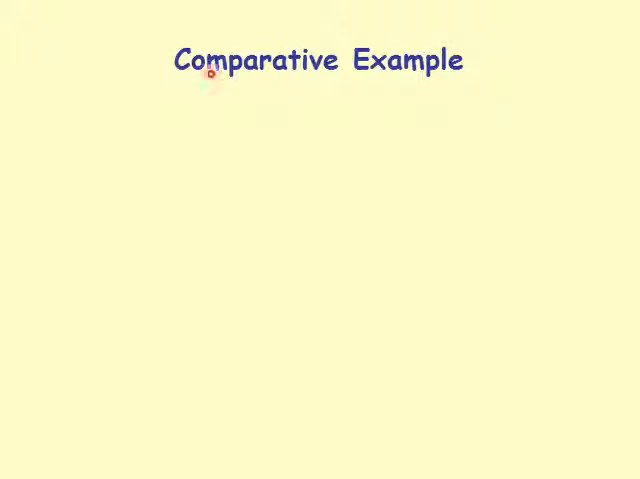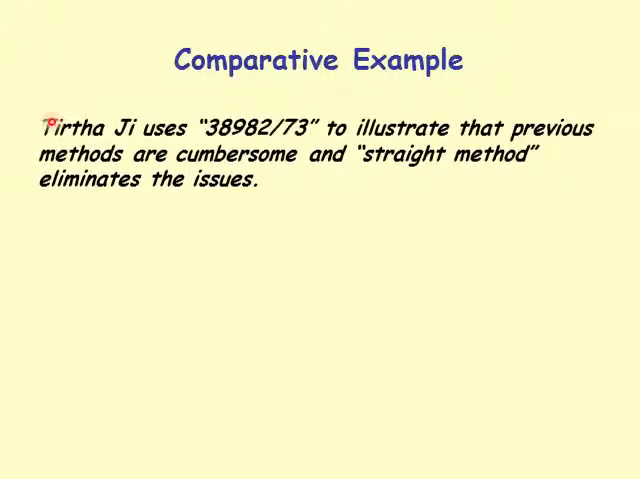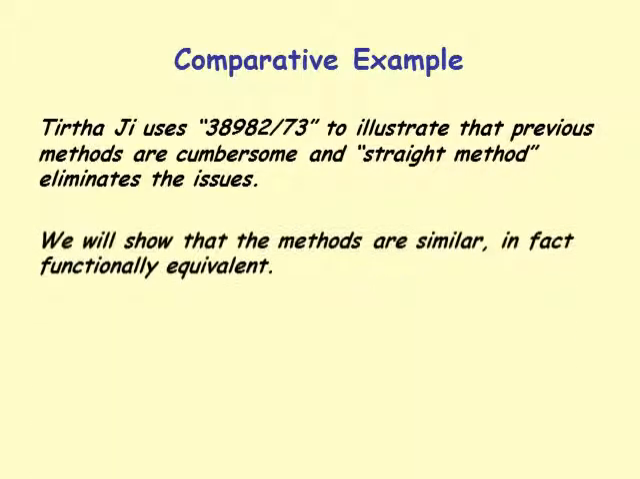Let's continue. We'll use a comparative example. Tirthaji uses this example here, 38982 divided by 73, to illustrate that previous methods are cumbersome and a straight method of division eliminates the issues. Tirthaji shows that these two methods are different, and we will try to show that they are functionally equivalent.